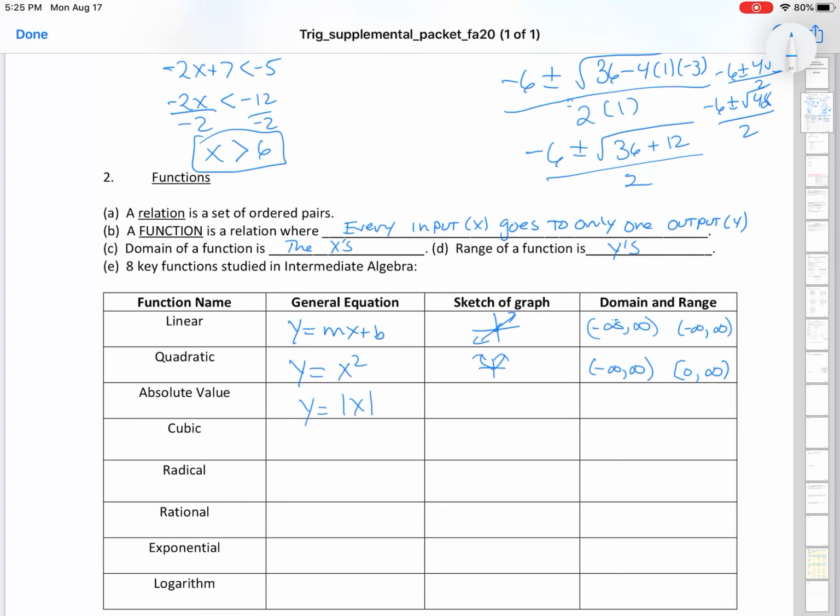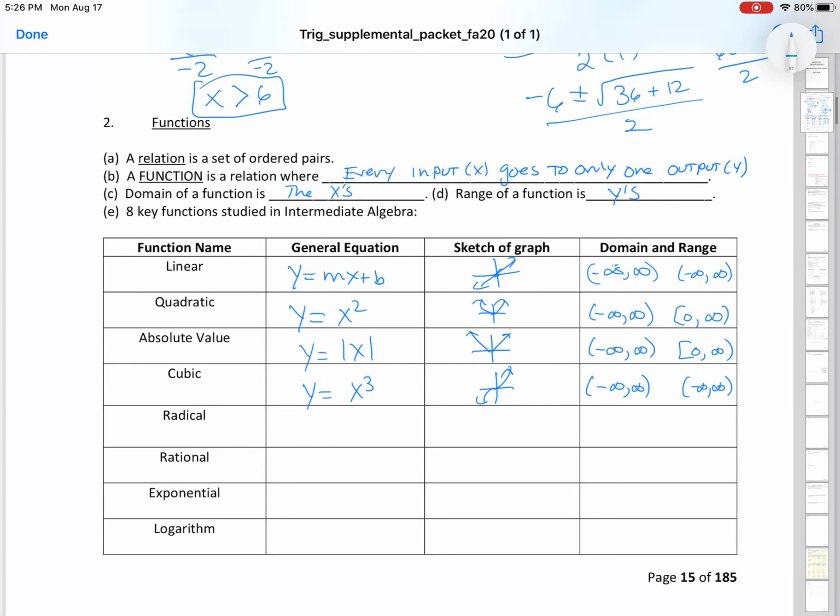Absolute value, y equals absolute value of x. You saw already. You know that that's the v-shaped function. And its domain is negative infinity to infinity. Its range is again from 0 to infinity. Cubic function, y equals x cubed. You saw that here as well. It's that snake-looking function. Domain and range is also negative infinity to infinity.